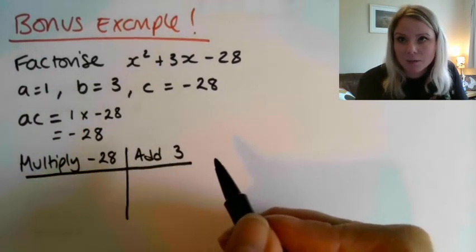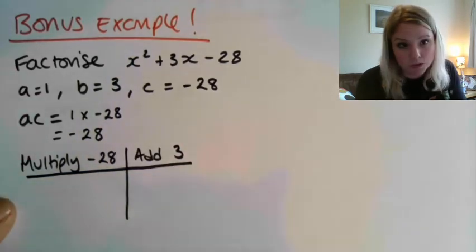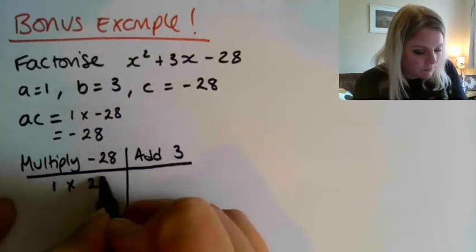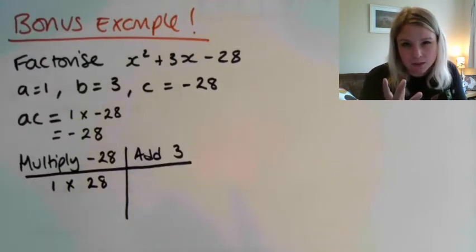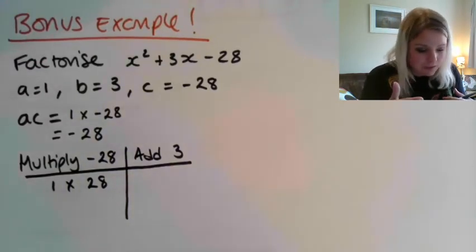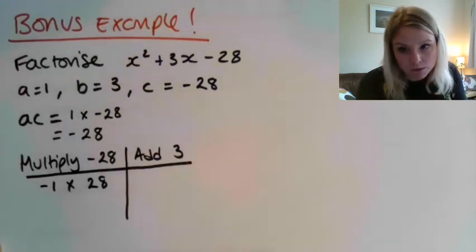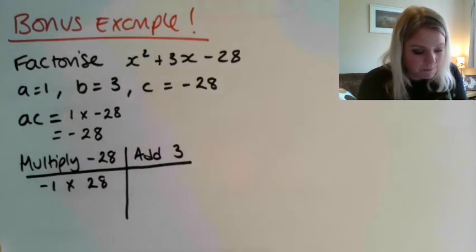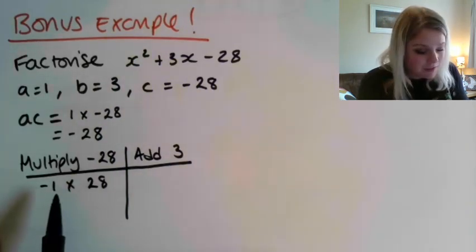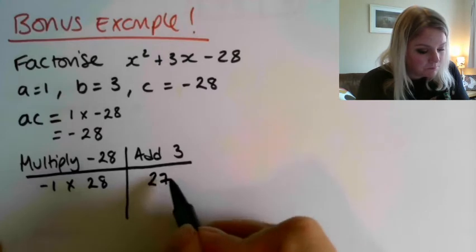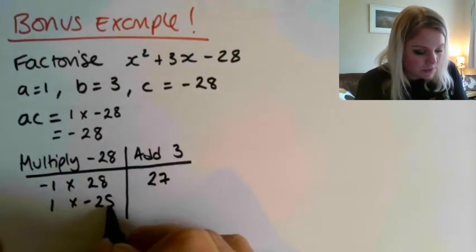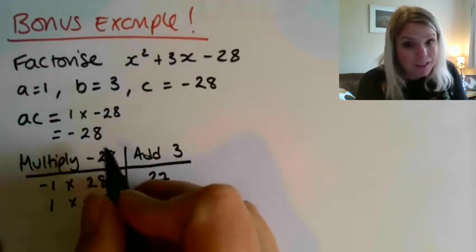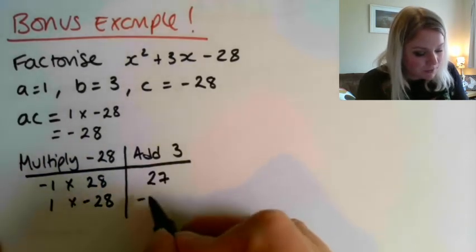So let's think about the factors of 28: 1 and 28. Now 1 multiplied by 28 does not give me minus 28, so one of them has to be negative and the other one positive. So let's do minus 1 multiplied by 28, which gives me minus 28. If I add them together, that gives me 27. It's not 3. Let's do the other way around. So 1 multiplied by minus 28 multiplies to give me minus 28, but adds to give me minus 27.